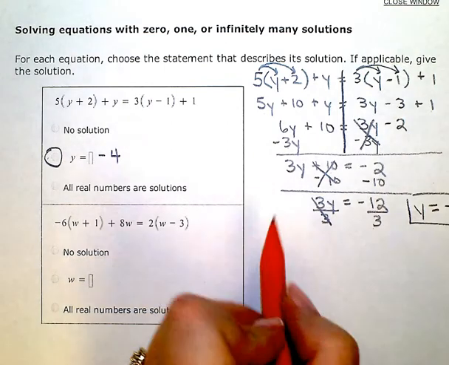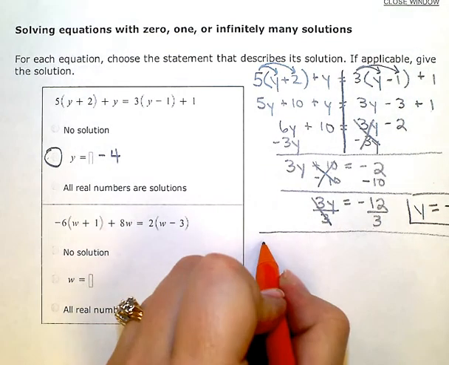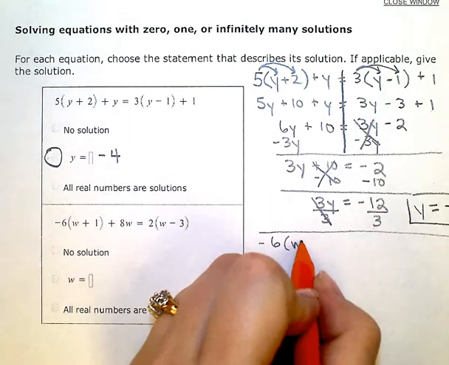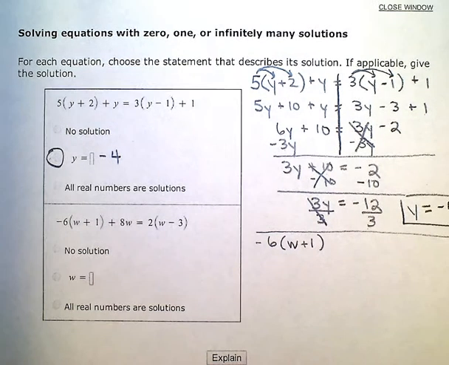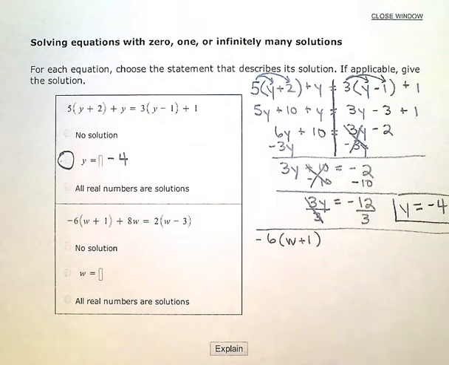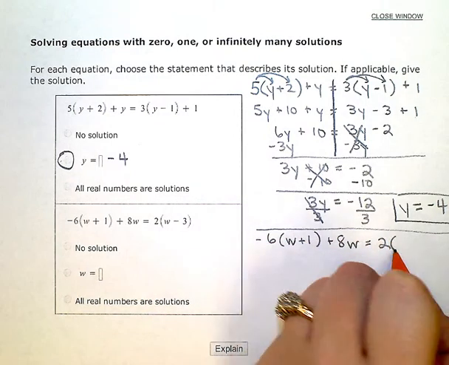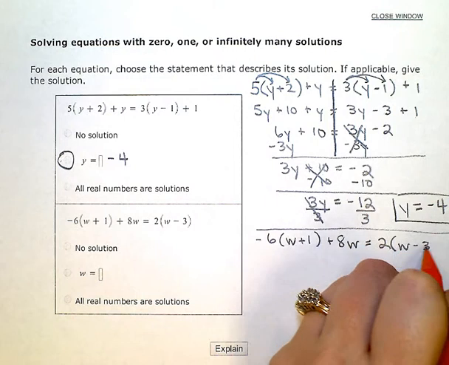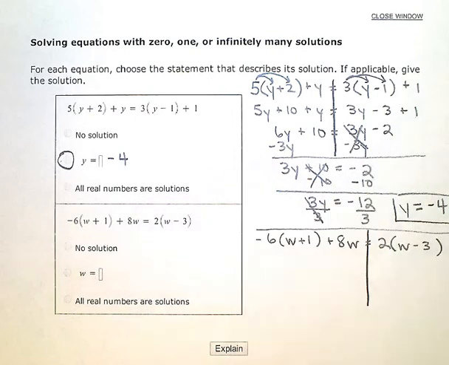So now I'm going to go to this next equation. So negative 6 times the quantity (w plus 1), and I'm going to zoom out a little here just to give myself a little more room for solving. So negative 6 times the quantity (w plus 1) plus 8w equals 2 times the quantity (w minus 3). So again, right and left sides separately. First thing I'm going to do is simplify by distributing and combining like terms.